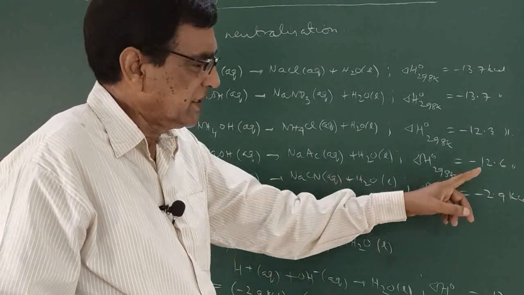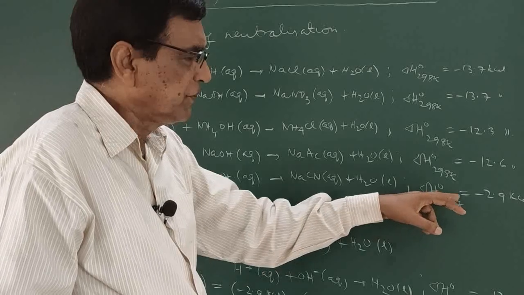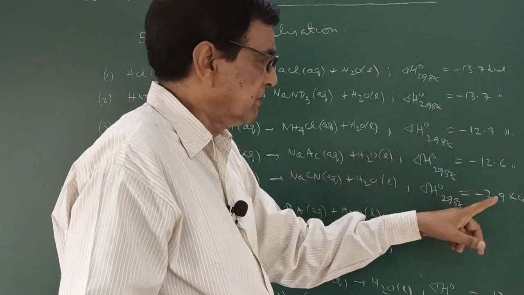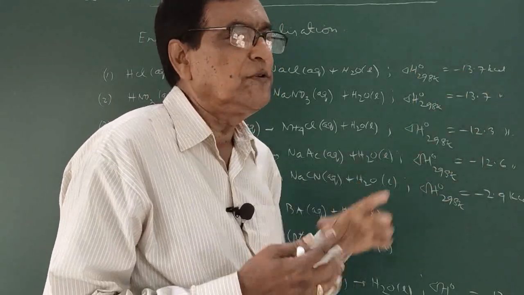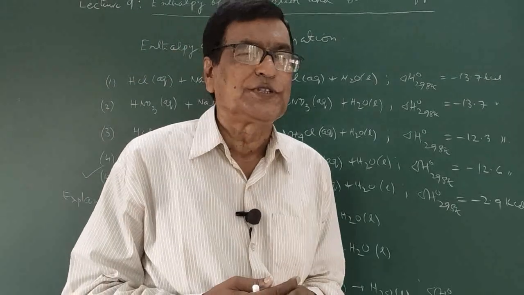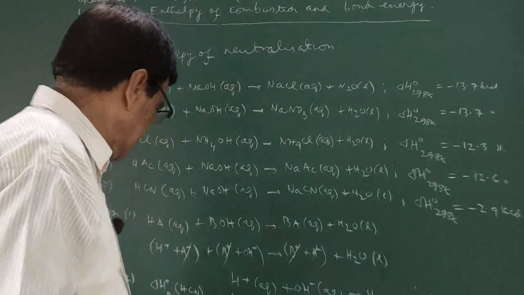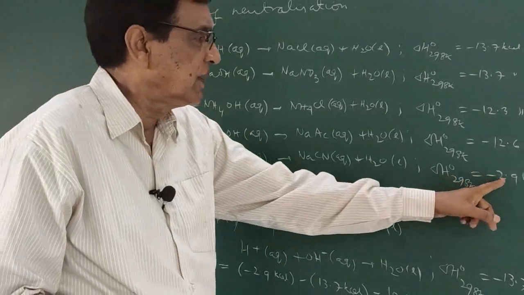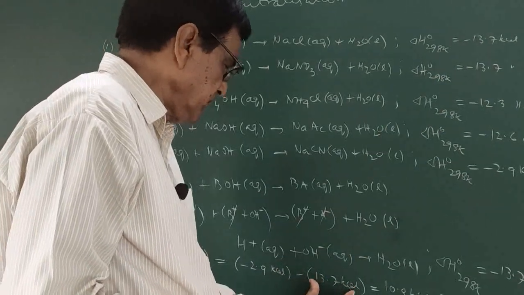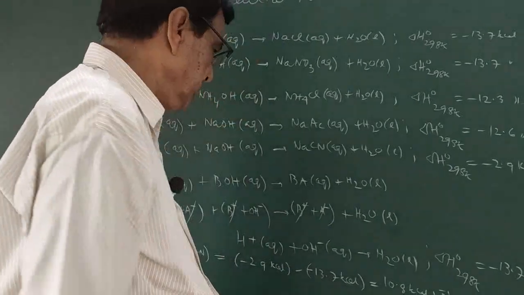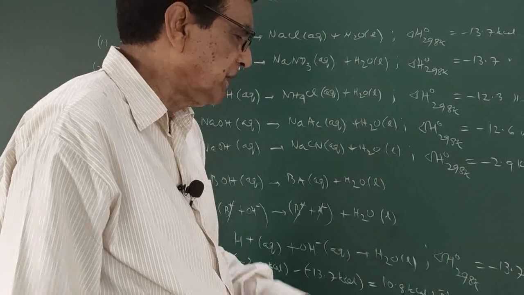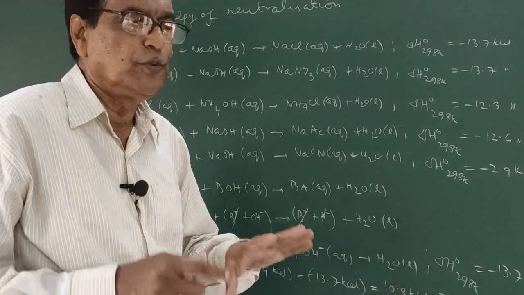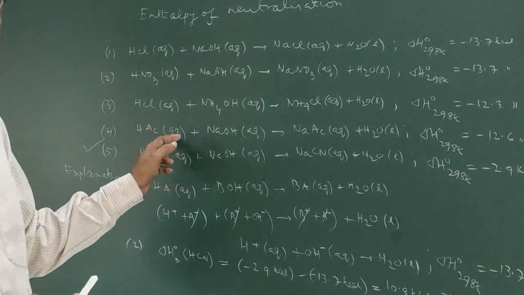In this case, the standard enthalpy of neutralization is found to be minus 2.9 kilocalorie. So the difference from this to this will give you the standard enthalpy of dissociation of hydrocyanic acid, obtained as this one minus this one, and will give 10.8 kilocalorie per mole. It means that if we like to dissociate 1 mole of hydrocyanic acid in dilute solution, then this amount of heat will be required under standard conditions.